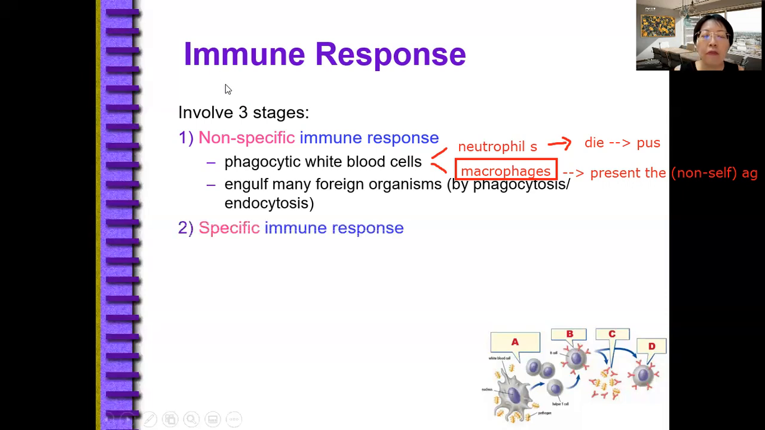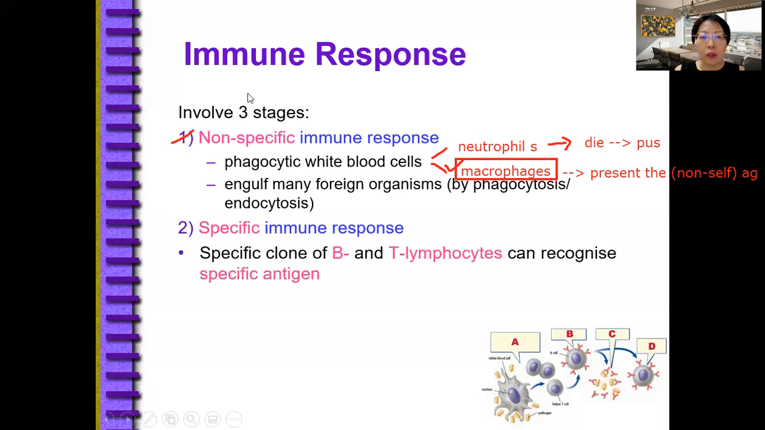So therefore it will launch a specific immune response. But the immune response will start from here first. Okay, it will start from here first. So that's why the first one you're supposed to learn is macrophages, right? The first step involves macrophages.